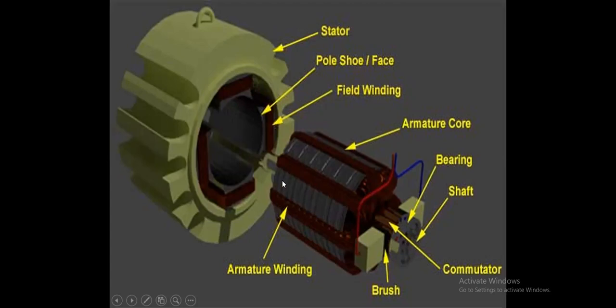Armature winding: these are the slots in which the armature winding is placed vertically, like this one and this one and this one. A set of winding can be made in this way. The types of winding are lap winding, wave winding, and other winding techniques. In later slides I will explain the kinds and types of winding that are placed from slot to slot.